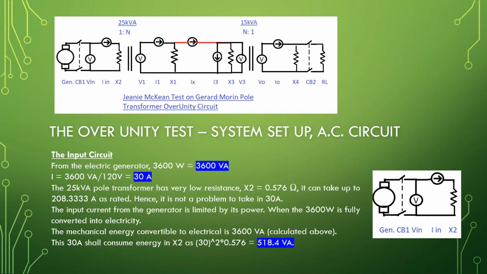The input current from the generator is limited by its power. When the 3,600 watt is fully converted into electricity, the mechanical energy convertible to electrical is 3600 VA calculated above. These 30 ampere shall consume energy in X2 as 30 squared times 0.576 equal to 518.4 VA.